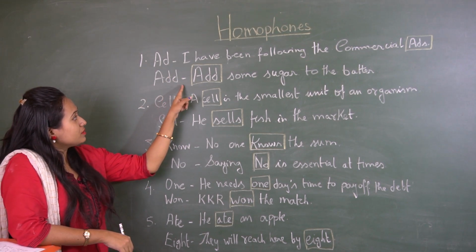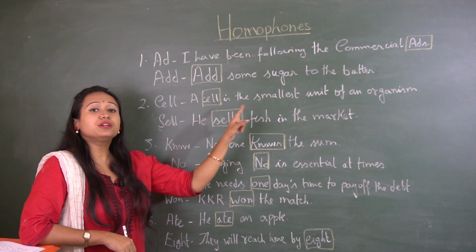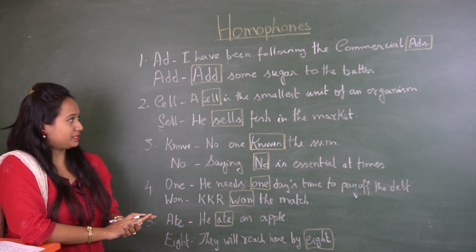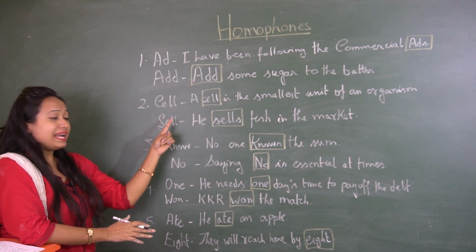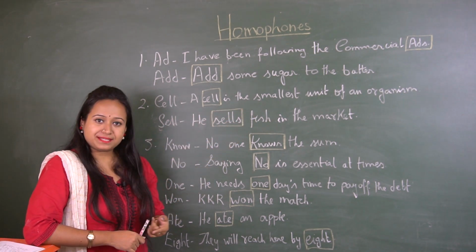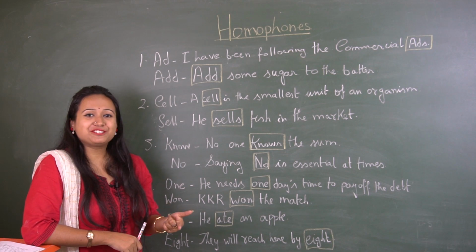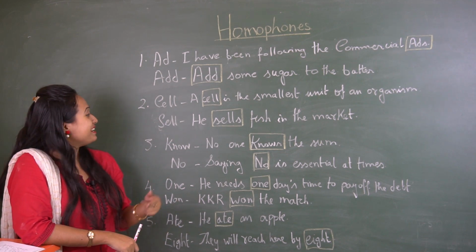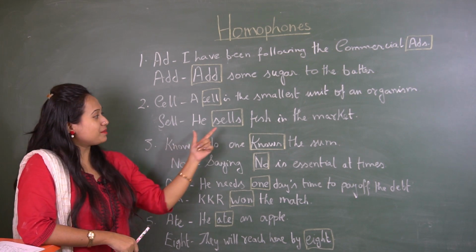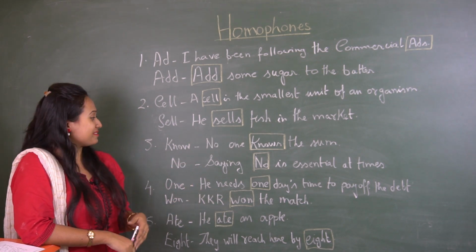Number 2, add some sugar to the batter. Batter is a solution, so you are adding some sugar to it. Second, cell and sell. A cell is the smallest unit of an organism. Those who are mostly related to biology, you all know the definition of cell. Next, sell. He sells fish in the market. So this is the point of selling in the market.